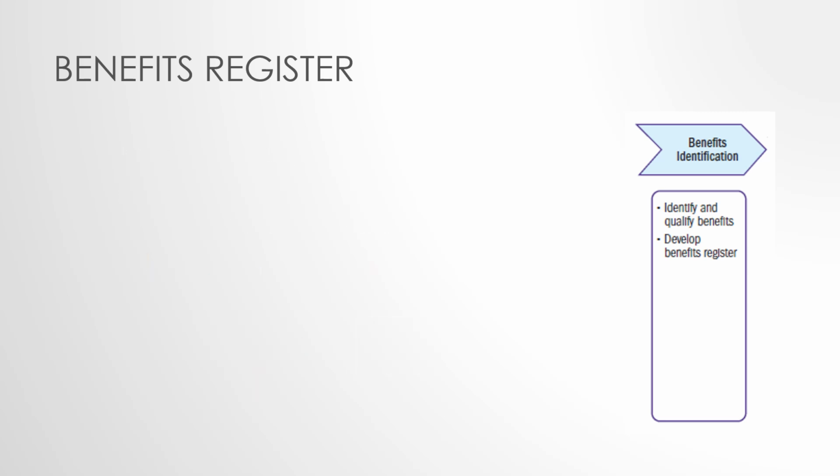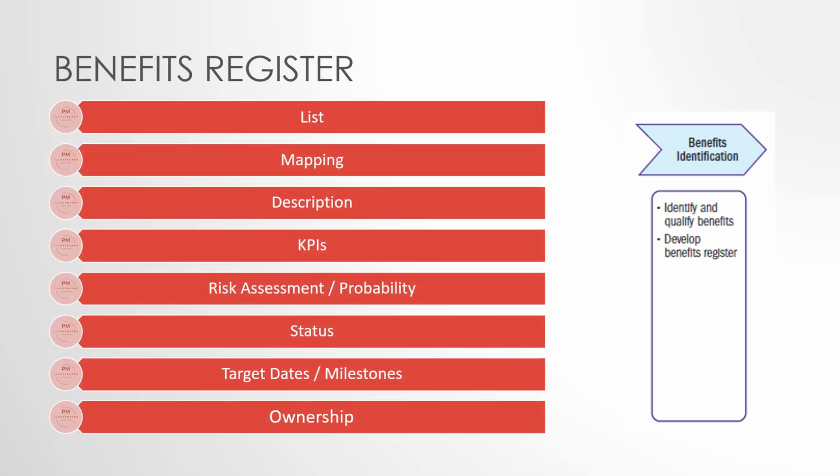The benefit register can be developed under several templates. Some of the information we can expect the benefit register to have are a list of planned benefits. This one is obvious, I guess. Mapping of the planned benefits to the program components as reflected in the program management plan. This mapping is important as it makes the tracking of the program delivery with respect to its benefits an easy task for the program team.